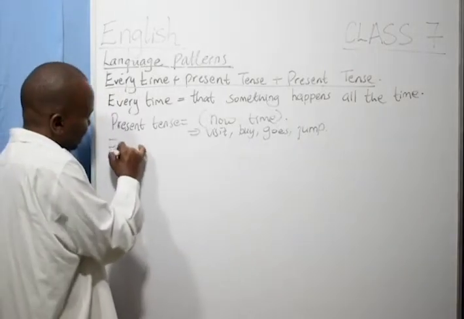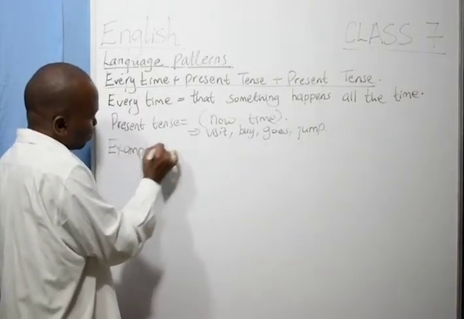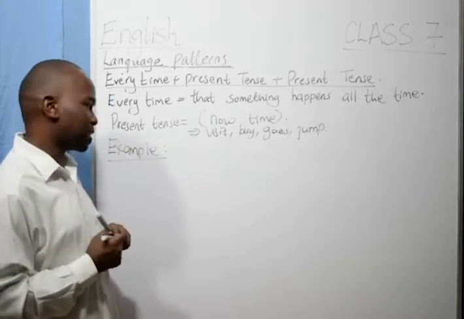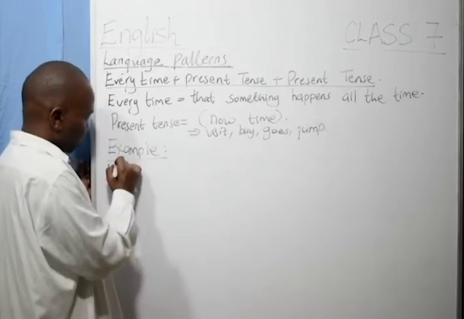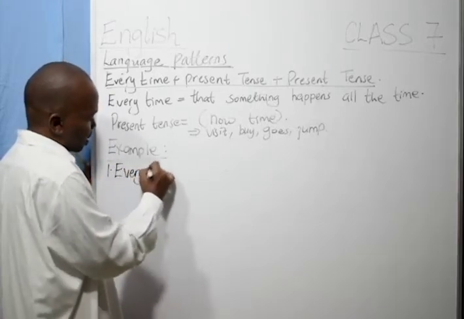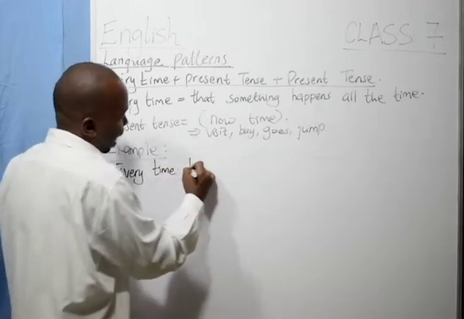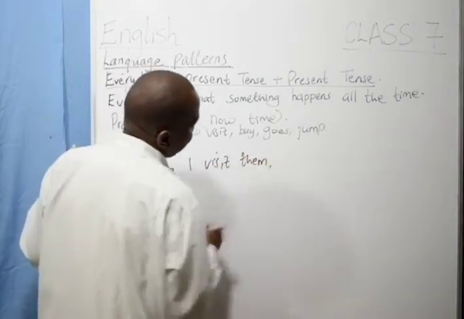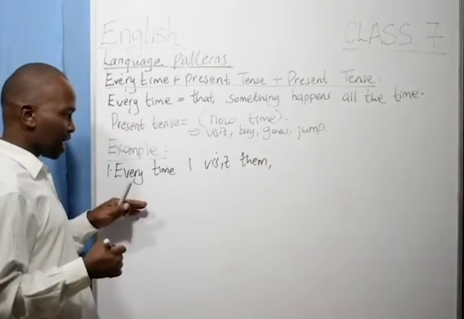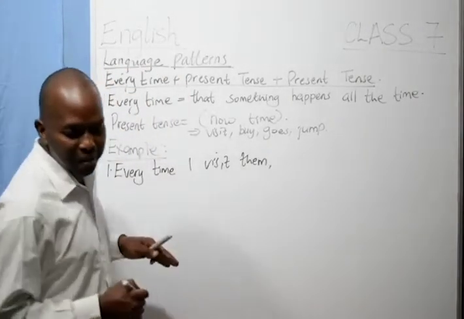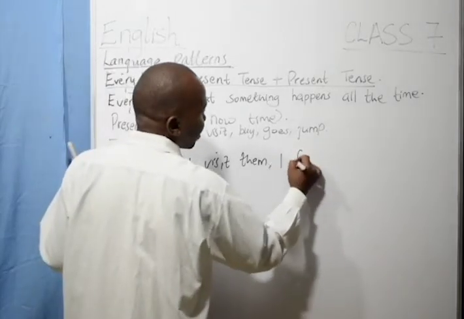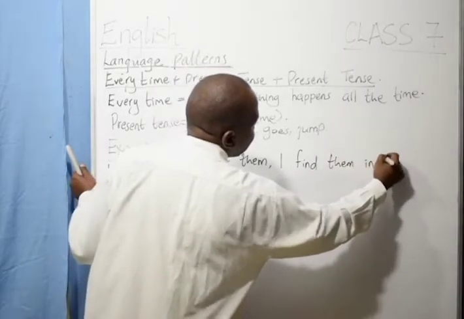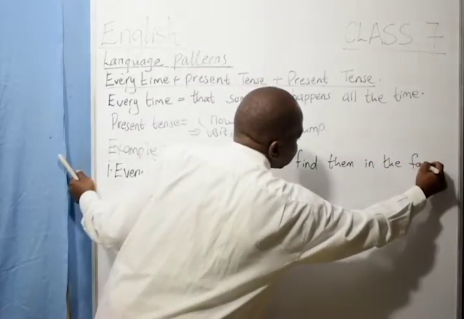Example in a sentence. How will you use this language pattern to construct a sentence? For example, we'll say, every time I visit them, comma, and you see that? Every time I visit them, comma, I find them in the farm.